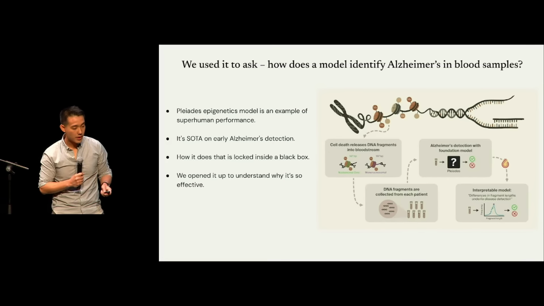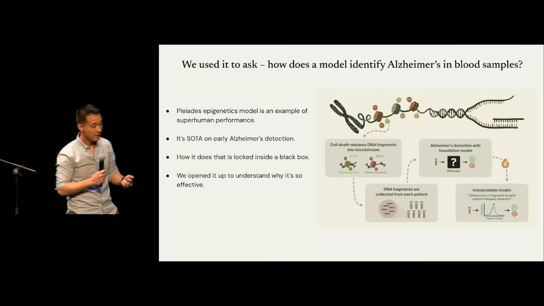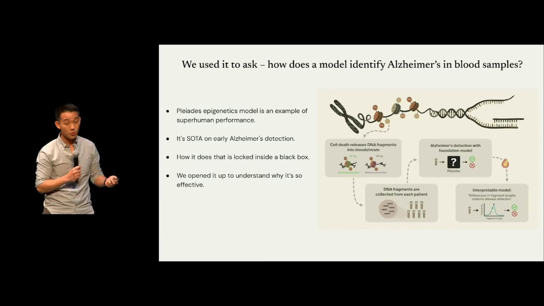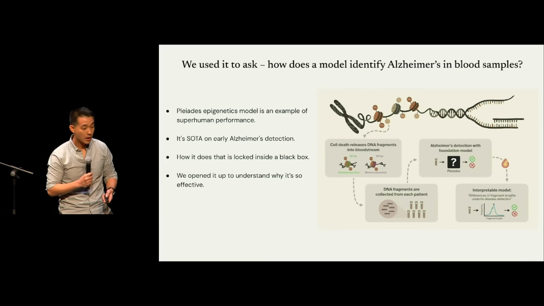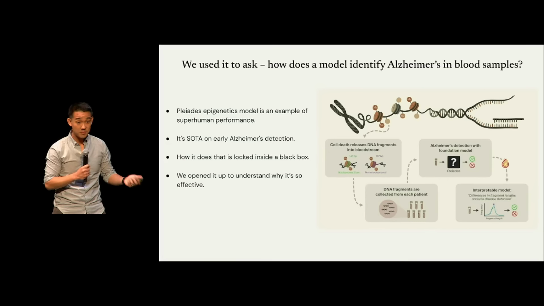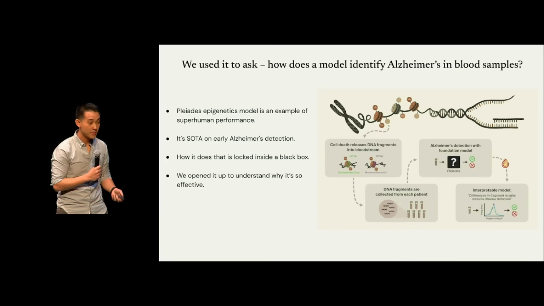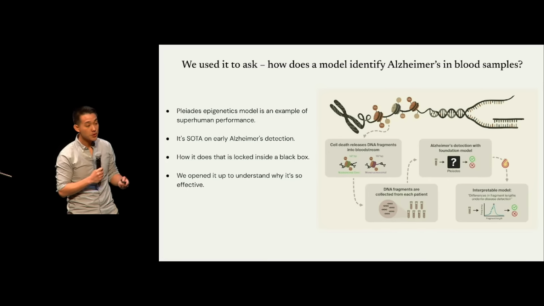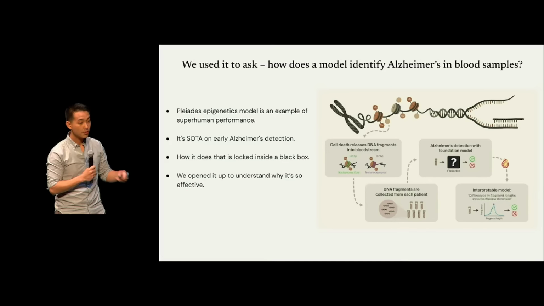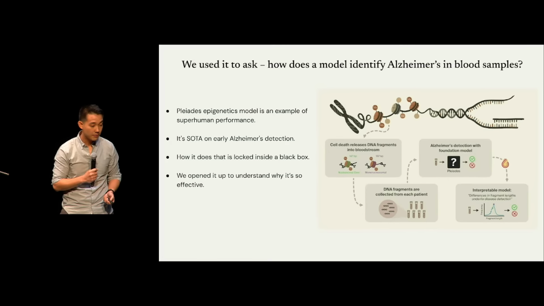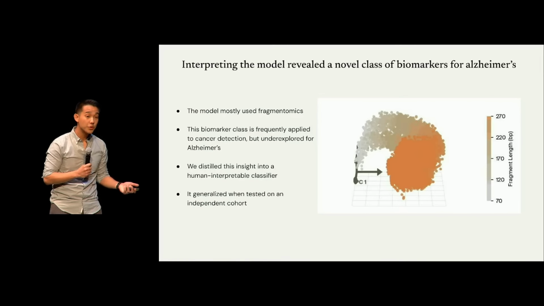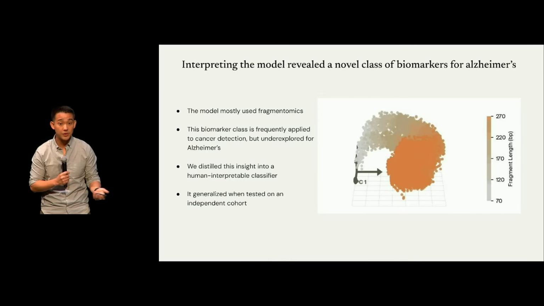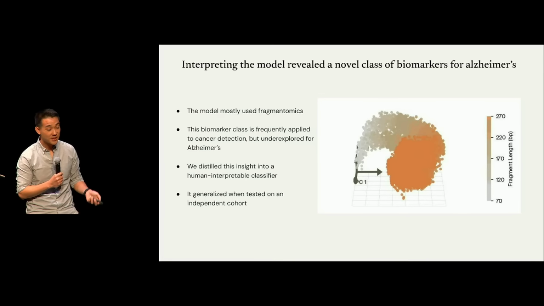We are working with a company called Prima Menta. They train an epigenetics foundation model called Pleiades, which they use in order to predict Alzheimer's. It is actually state-of-the-art at Alzheimer's detection from cell-free DNA, but they had no idea how this model actually worked. And so what we were able to do is use our AI neuroscientist to go in, reverse engineer that model's computations, and actually uncovered that the model is mostly using this fragmentomic biomarker to predict Alzheimer's. This was a surprising result that wasn't contained in the literature at the time.